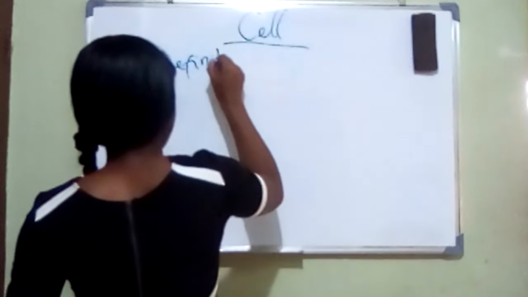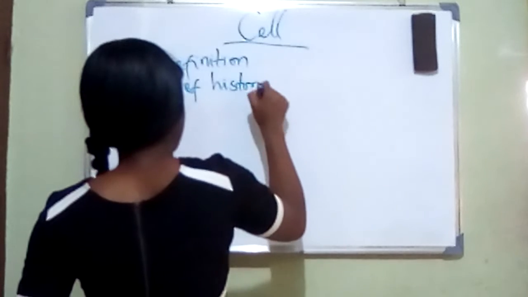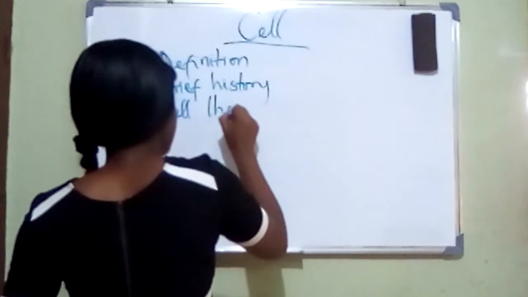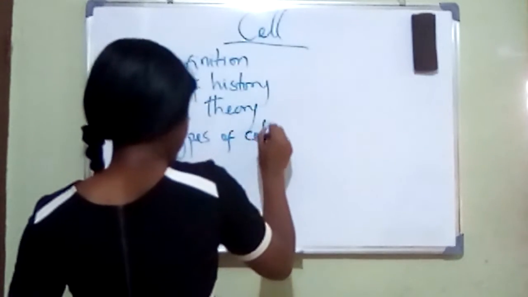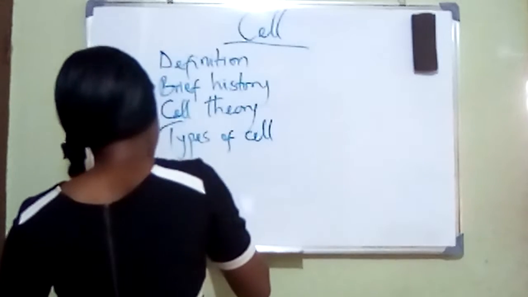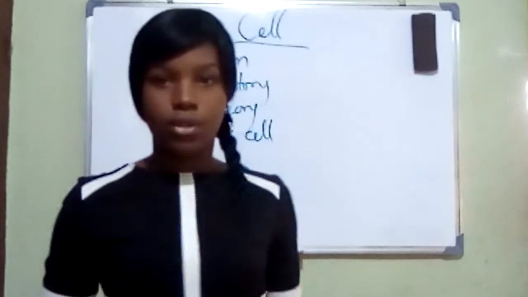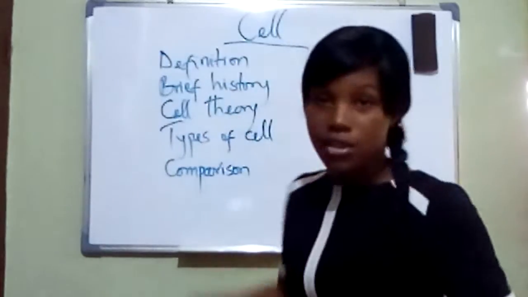First, definition, a brief history of the cell theory, the types of cell we have, and I'll be comparing the types of cell we have. So, starting with the definition.